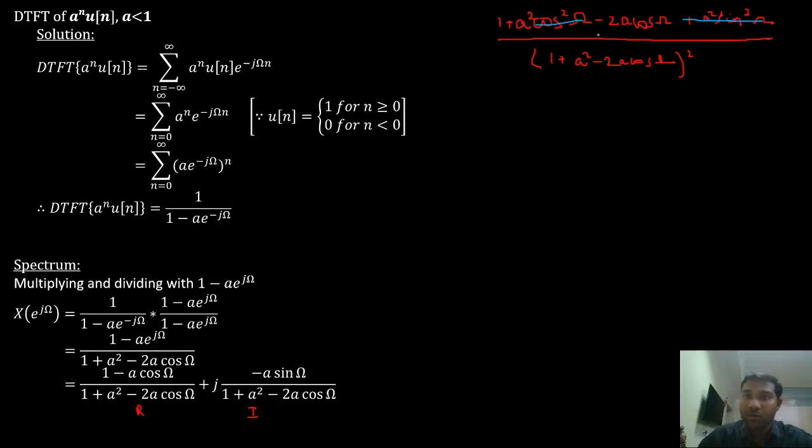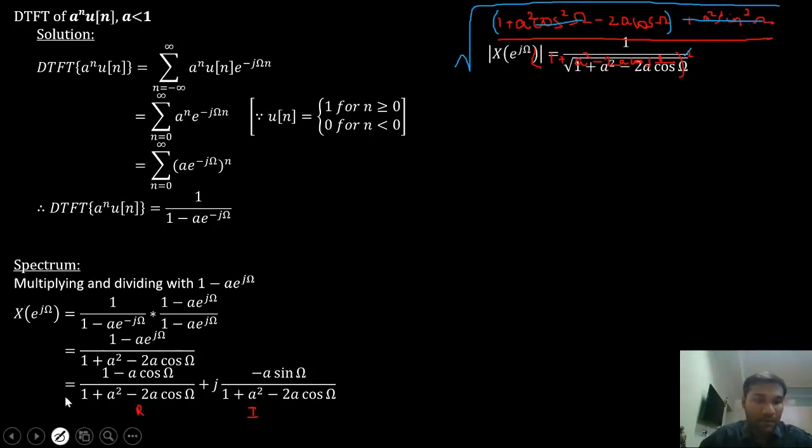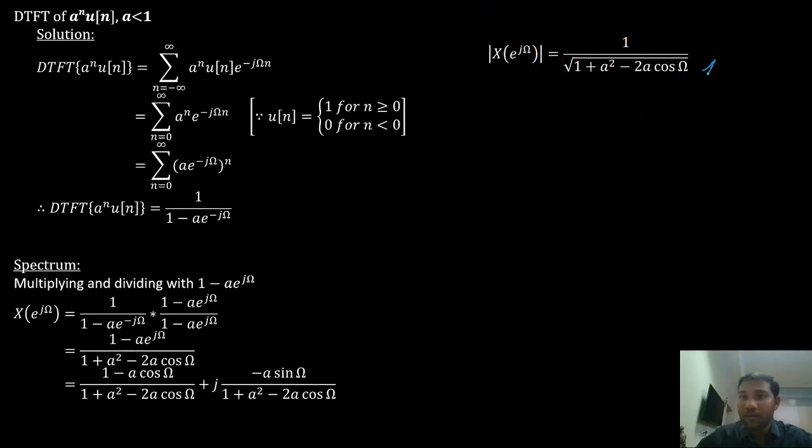So the numerator and denominator I have. The entire numerator gets cancelled with the square term. So what am I left with? I am left with 1 by 1 plus a square minus 2a cos omega. Now remember, I have to take the square root of the entire term. So that is nothing but 1 by square root of 1 plus a square minus 2a cos omega. Right? This is my magnitude spectrum.